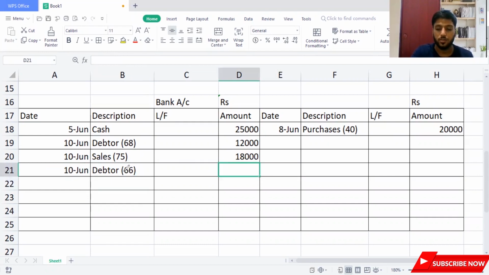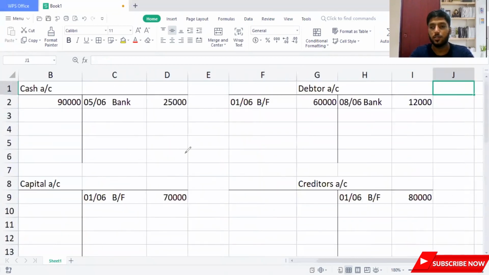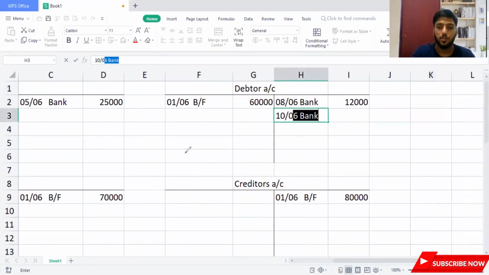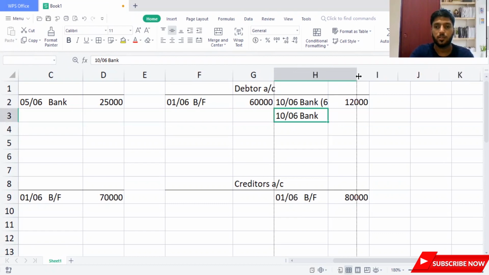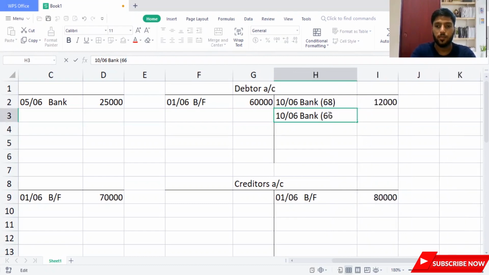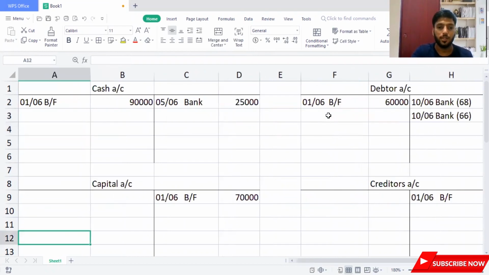I got 18,000. Let me check, is it 12,000 or 18,000? I got 18,000. Yeah. So 18,000 I'm going to record here on the debit side because I'm receiving a check, and I'll write debtor 66 here. The date 10th, 6th. I put the wrong date. It should be 10th and 6th. Better you put the check number, and this is 68 actually, and the other one is 66, right? So I got 18,000. So deposits are done, almost done, everything is done, easy.